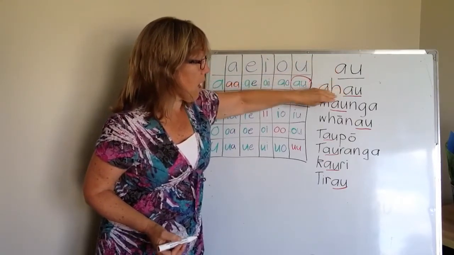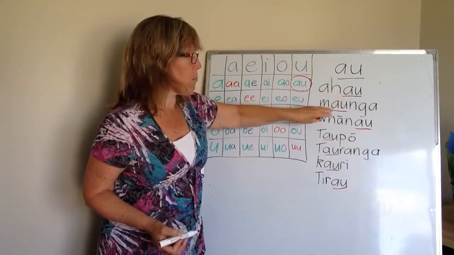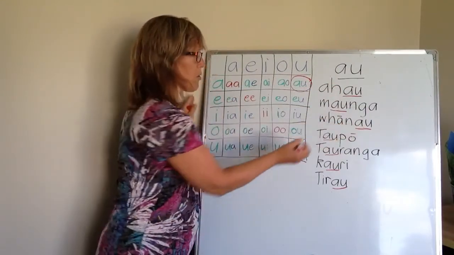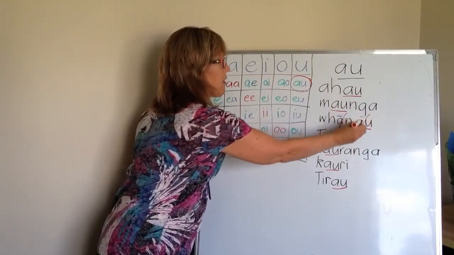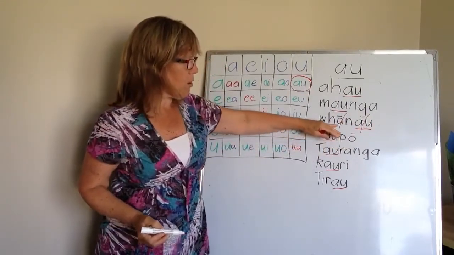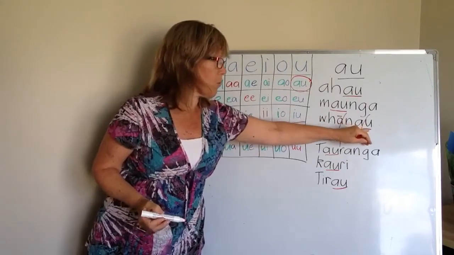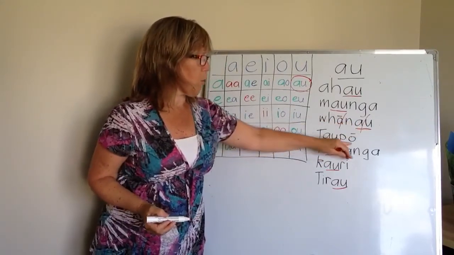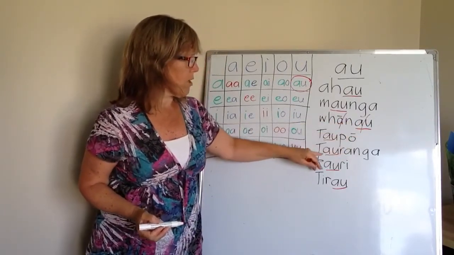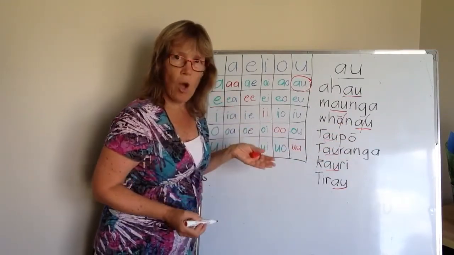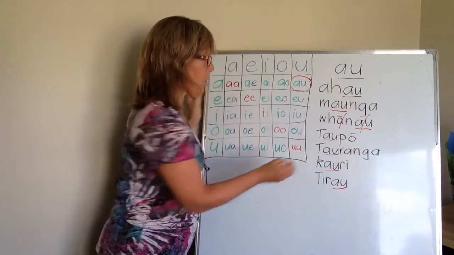O, aho, maunga, whānau. If you want to put the break in, you can, and just hear it slowly. Whānau, whānau. Taupō, Taupō, Tauranga. People say "Tauronga" or "Tauronga".